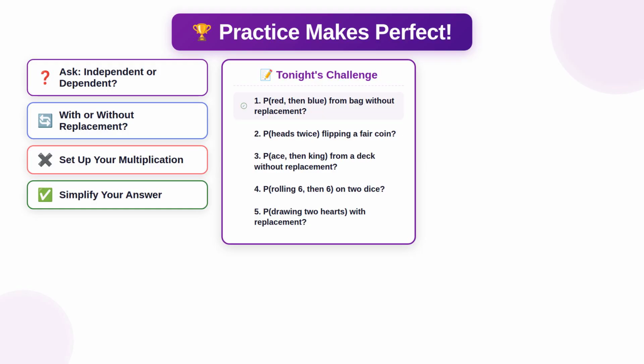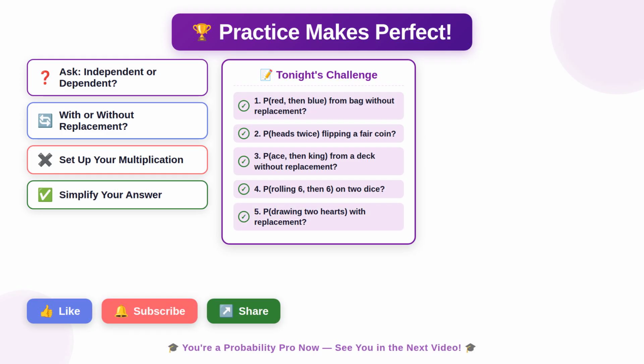Before you go, here's a challenge. Try 5 probability problems tonight on your own. For each one, ask yourself that golden question. Are these independent or dependent? Use the with or without replacement trick, set up your multiplication, and simplify. You'll be amazed how fast you get at these.